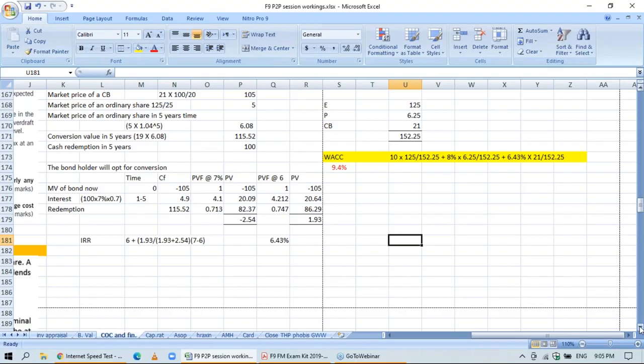Actually, after-tax weighted average cost of capital means after considering the tax shield.